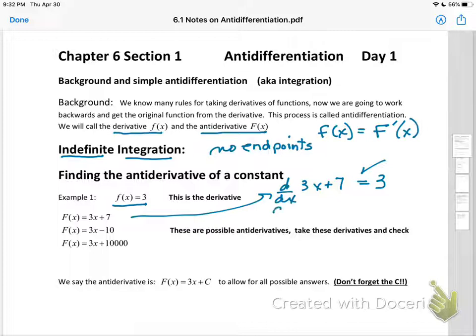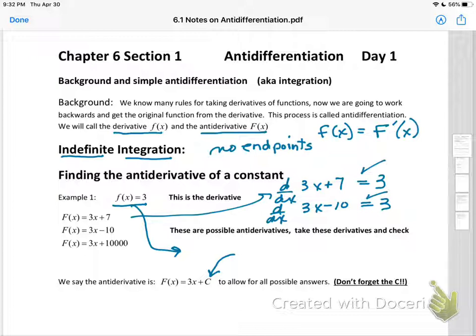What if you take the derivative with respect to x of 3x minus 10? Don't you also get 3? Likewise, if you take the derivative with respect to x of 3x plus 10,000, you also get 3. So that means that there is more than one answer. How do we take account of these additional answers? Well, the answer is in this C. This C gets added to every indefinite integration.